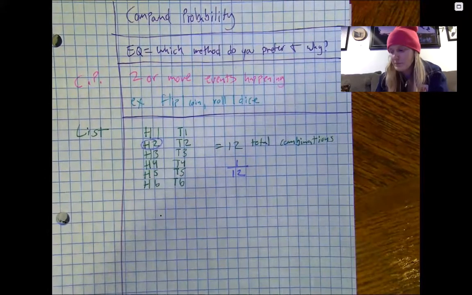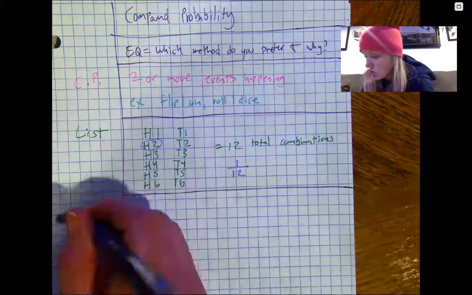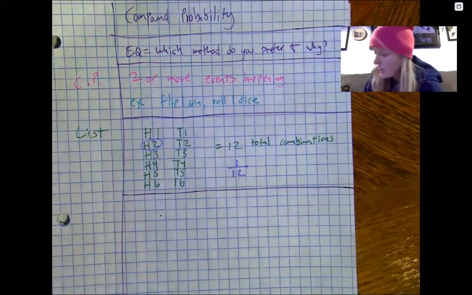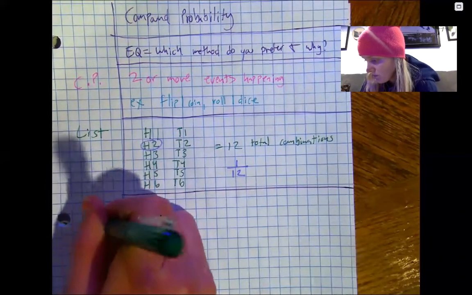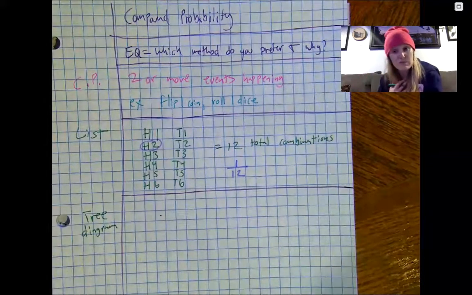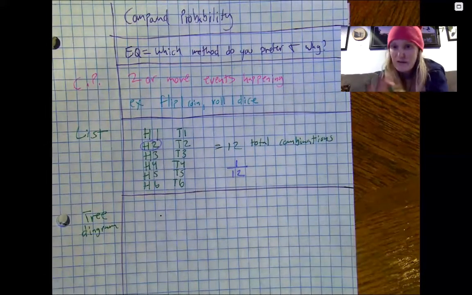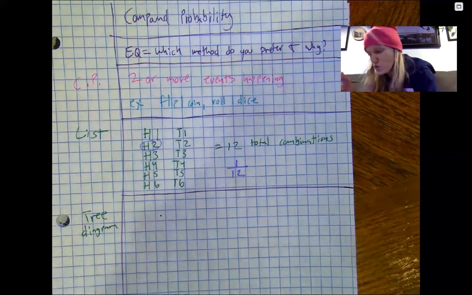Okay, that's one method. Another method outside of the list that people like to use is called a tree diagram. Tree diagrams are kind of fun, but they get a little complicated. I'm a list person because I like my lists and my documents and everything. So I like to use the list, but some people like tree. They think it's more visual.